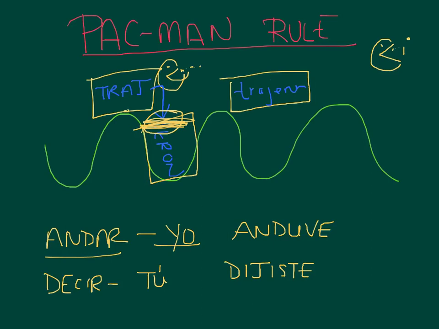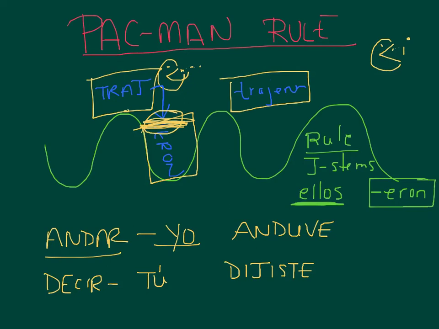So the rule, and this of course is a true story, is that with the J stems, and just the J stems, only those five, traducir, producir, conducir, traer, and decir, when you do the ellos form only, just the ellos form, ellos, ellas, and ustedes, the ending is going to be just e-r-o-n and not i-e-r-o-n. So if I were to do, for instance, conducir, to drive, in the ellos form of the preterite, I'm going to have conduj as my stem. My ending is going to be e-r-o-n. There's no i in there.